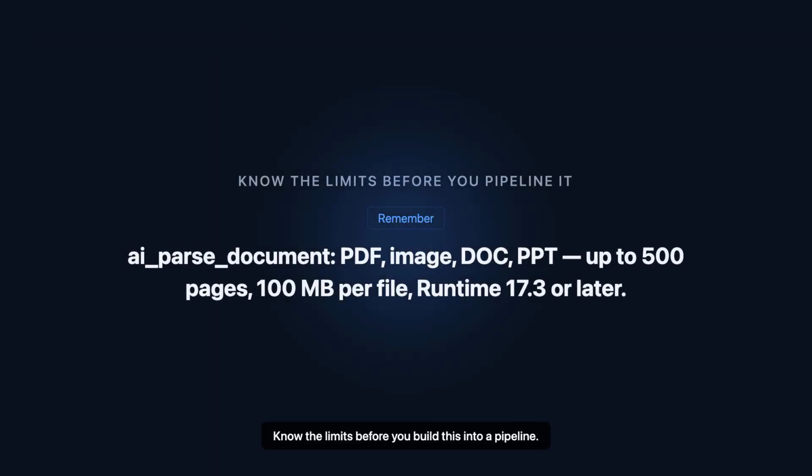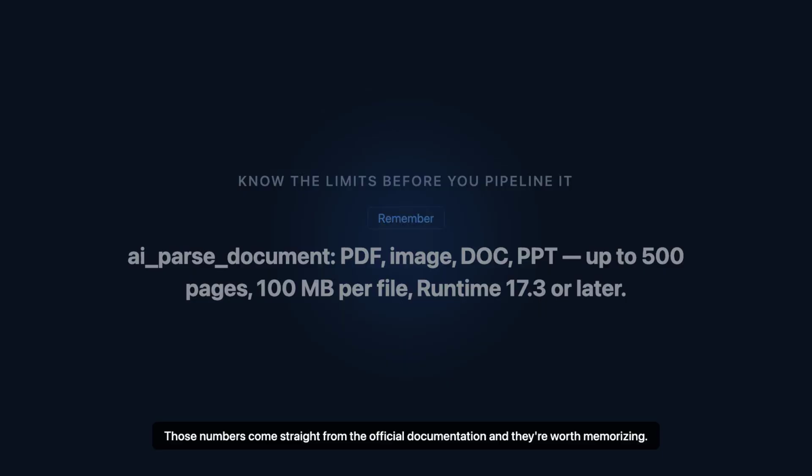Know the limits before you build this into a pipeline. ai_parse_document handles PDFs, images, DOC and DOCX, and PPT and PPTX. Each file can be up to 500 pages and up to 100 megabytes, and you need Databricks Runtime 17.3 or later. If you have an archival legal PDF that's 800 pages, you split it first. If a file is 150 megabytes, you split it first. Those numbers come straight from the official documentation and they're worth memorizing.